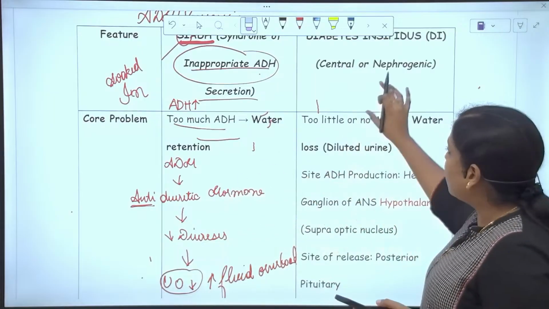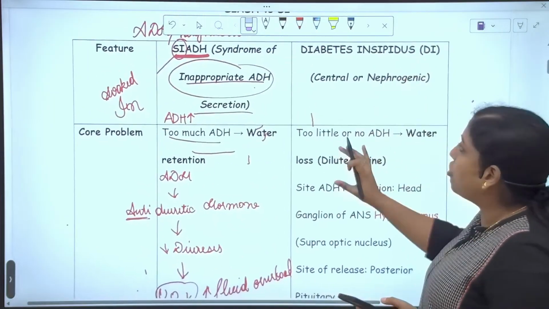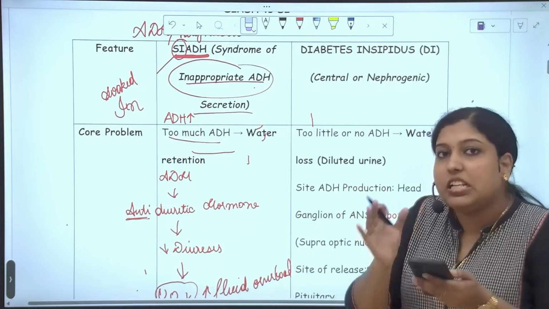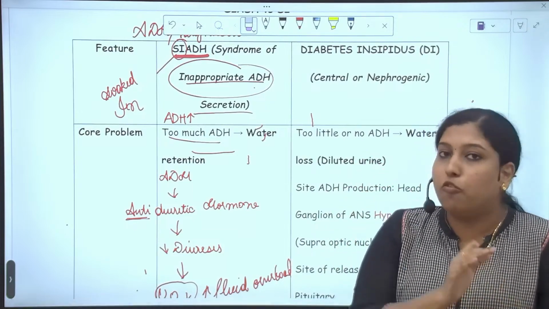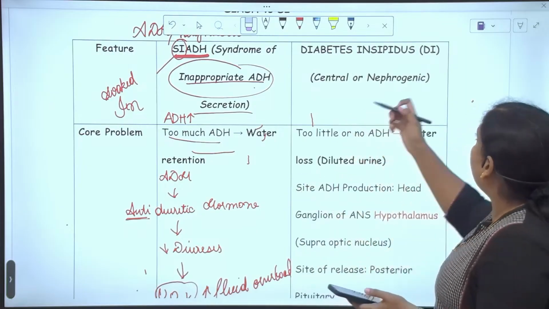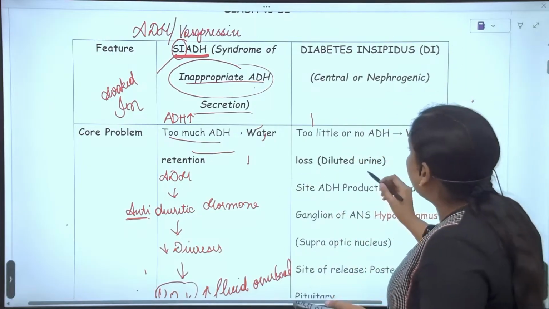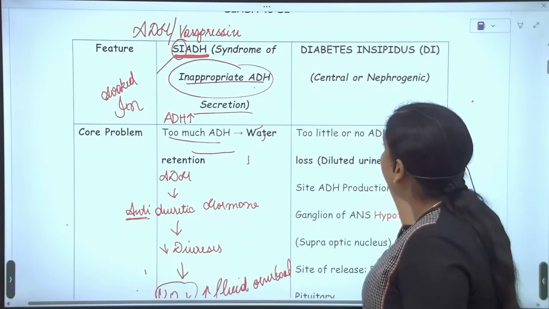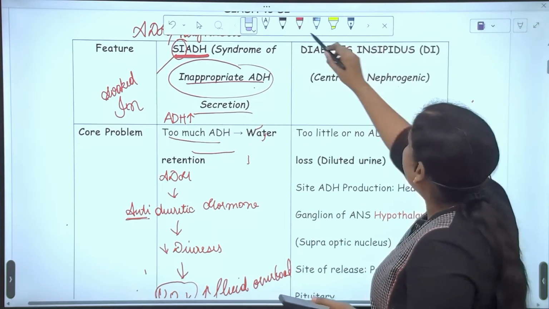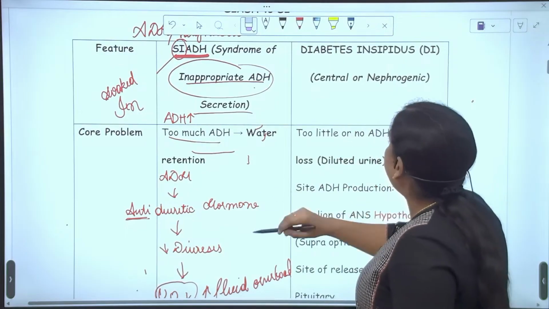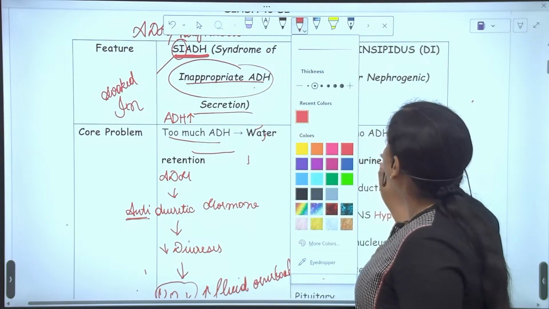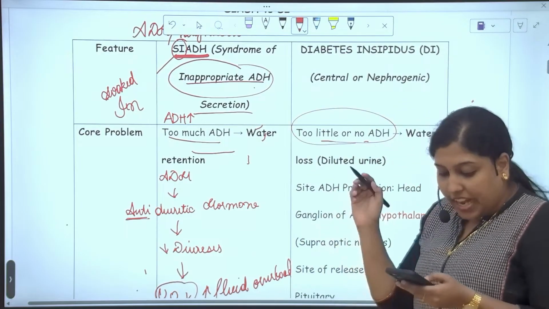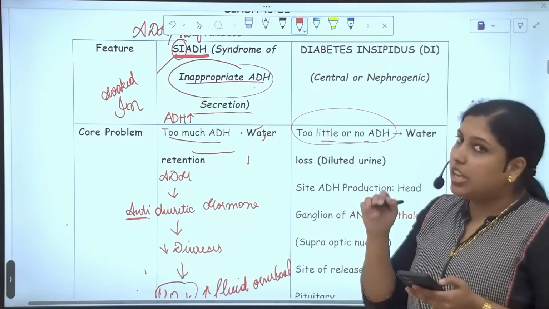On the other hand, let us talk about diabetes insipidus. In diabetes insipidus, it is exactly the opposite condition of SIADH. Here there will be too little ADH, which means the ADH level is so much reduced in this condition.